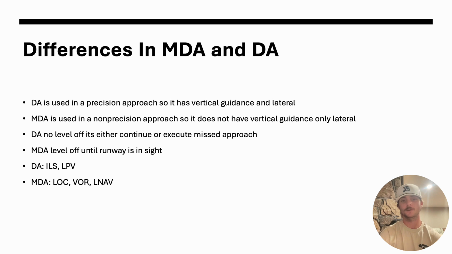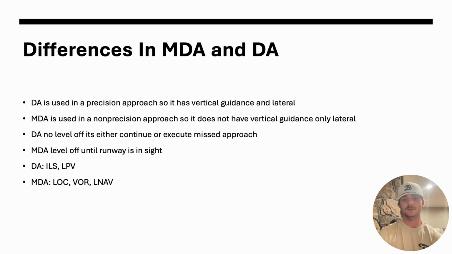in sight. There are very critical differences that you need to understand whenever you're making an instrument approach that uses MDAs and/or a decision altitude. The first difference is the approaches that use them. DAs are used in precision approaches, as said earlier, that have vertical guidance and lateral guidance. MDAs are used in non-precision approaches, which only use lateral guidance. If you do not have the runway in sight with a DA, you must execute a missed approach. You can't level off until you have the runway in sight, unlike with an MDA.